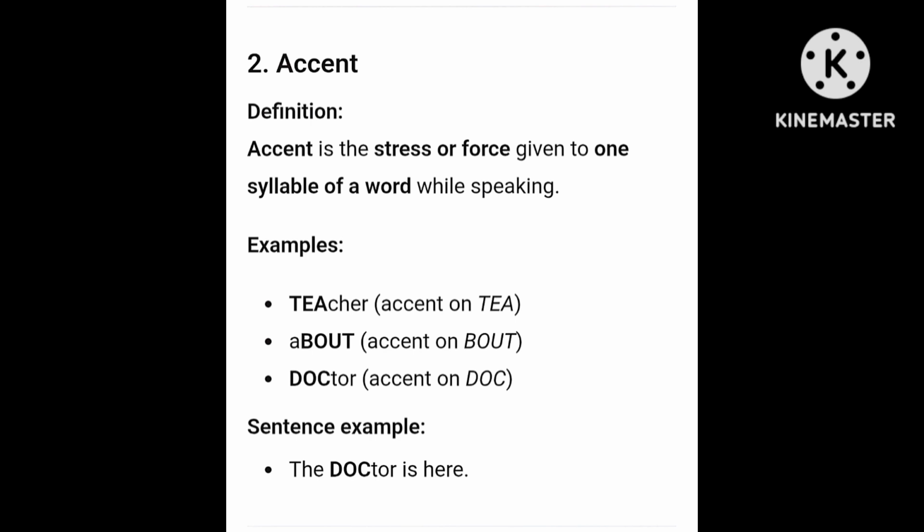Beautiful. Accent. Accent is the stress or force given to one syllable of a word while speaking. Examples. Teacher, accent on T. About, accent on bout. Doctor, accent on doc. Sentence example. The doctor is here.